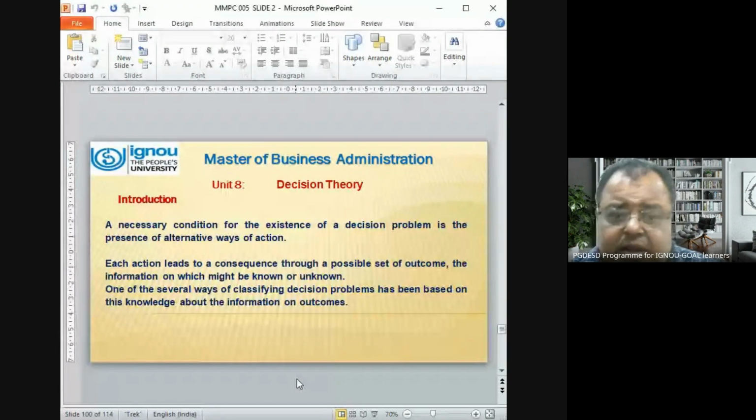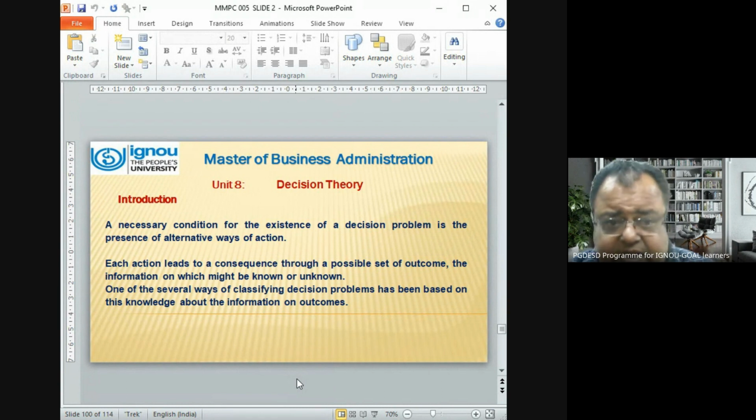A necessary condition for the existence of a decision problem is the presence of alternative ways of action. Each action leads to a consequence through a possible set of outcomes, the information on which might be known or unknown. One of the several ways of classifying decision problems is based on this knowledge about the information on outcomes. How is this classification made?